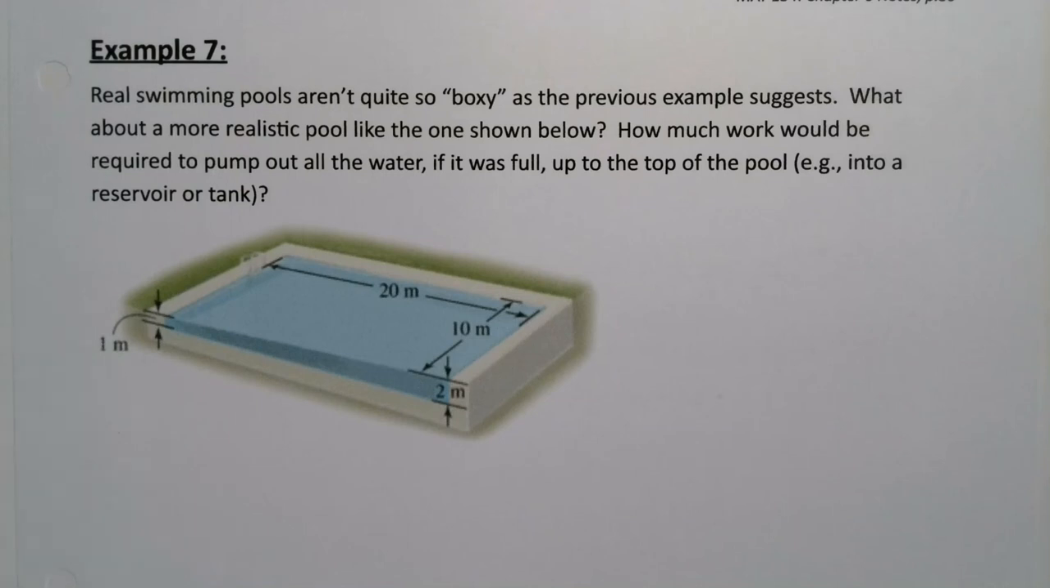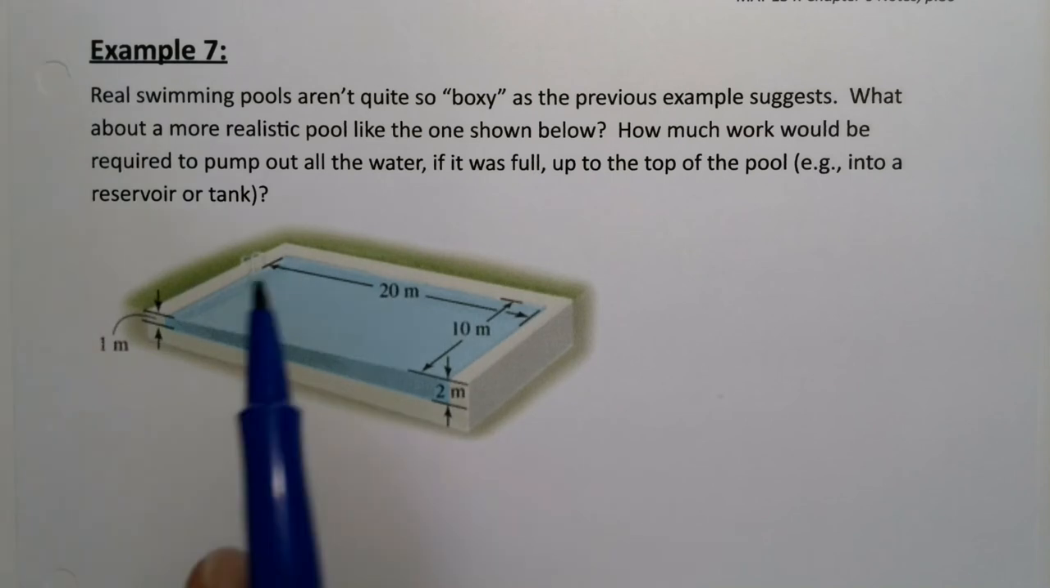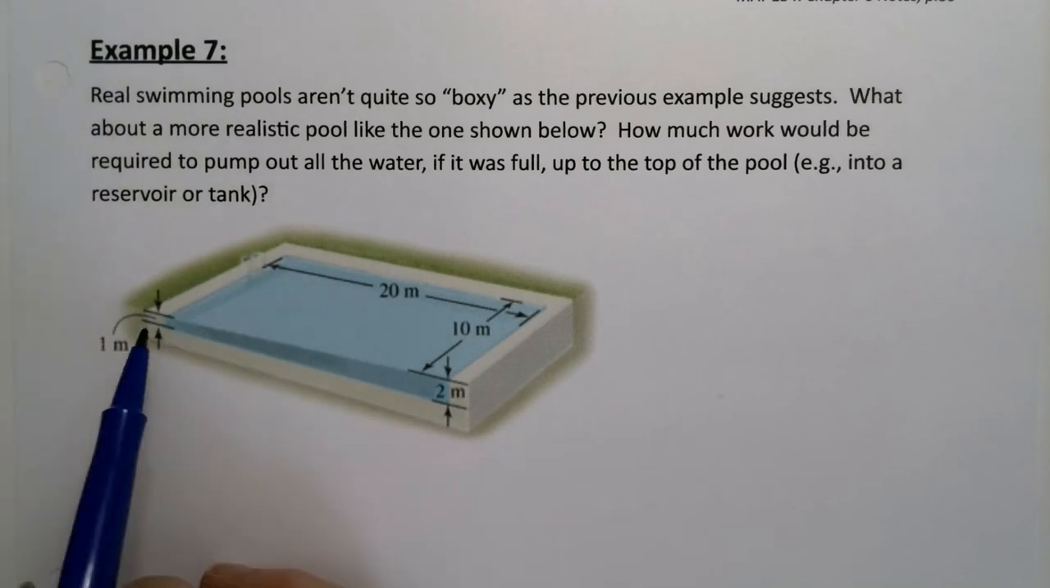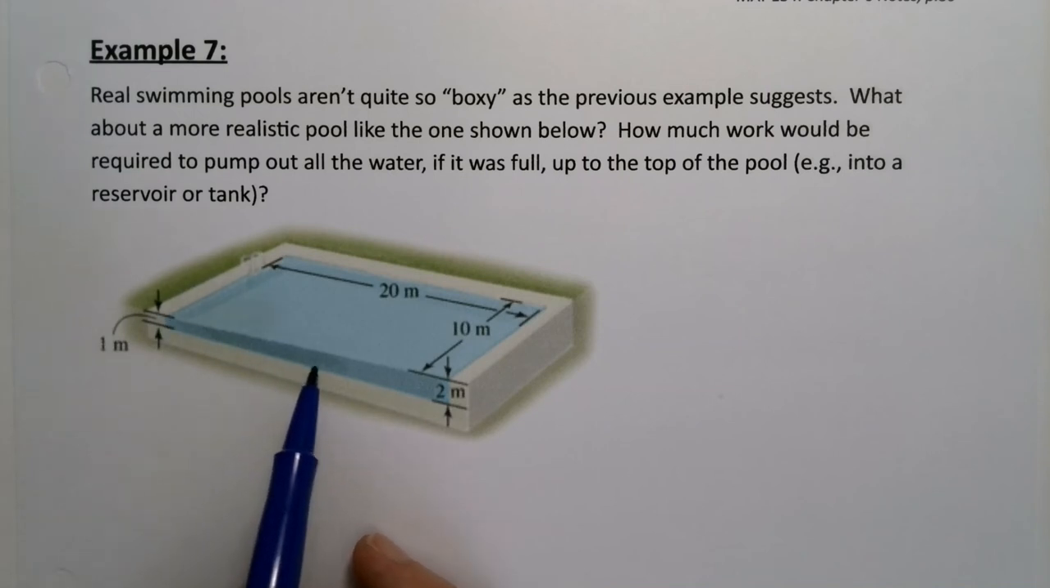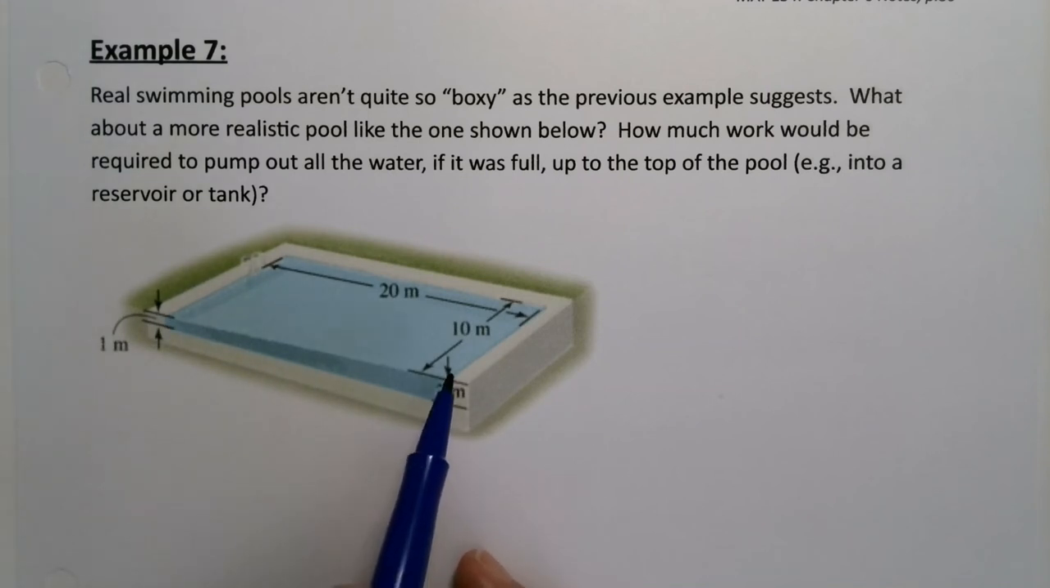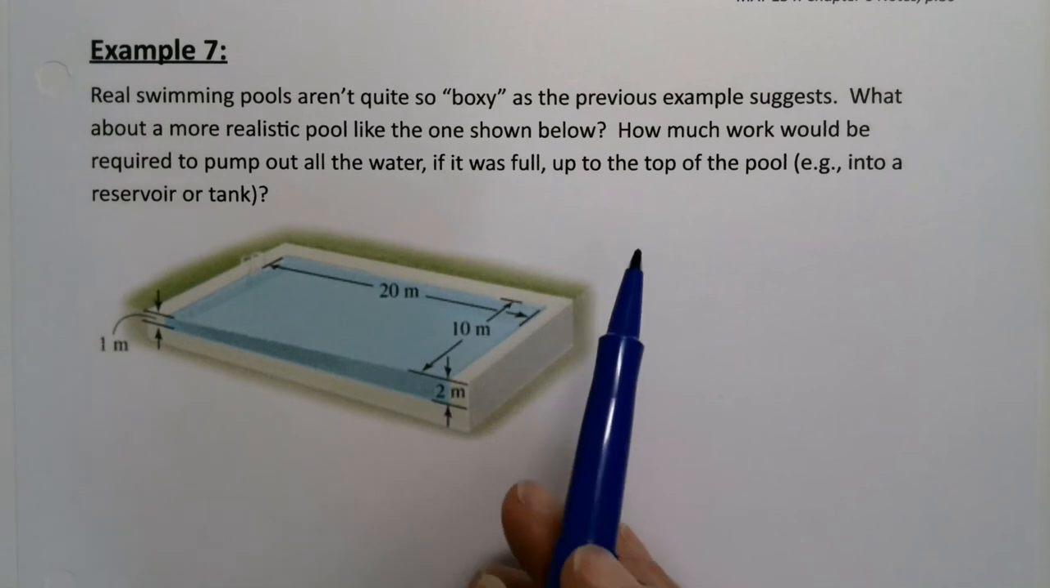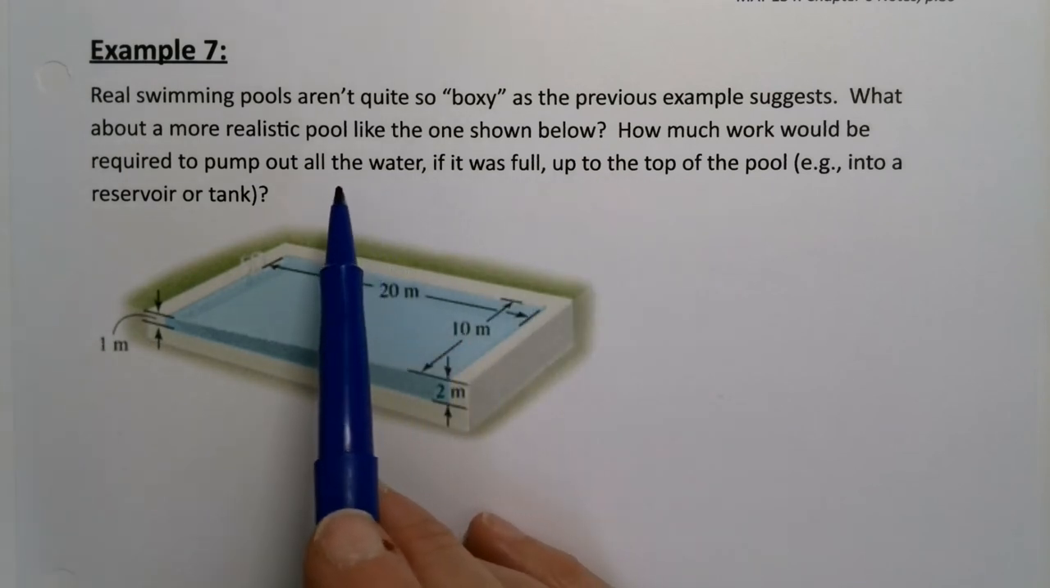Well, that last problem for lifting water, aka a pumping problem, was fun, so let's kick it up a notch in terms of difficulty. Because let's face it, real swimming pools aren't really a box. They're not a rectangle, as the previous example would suggest. What's more realistic would be a pool that has some changing depth. So we're going to have it go from 1 meter deep here down to the deep end, which is 2 meters deep. And then we want to know how much work is required to pump all of the water.